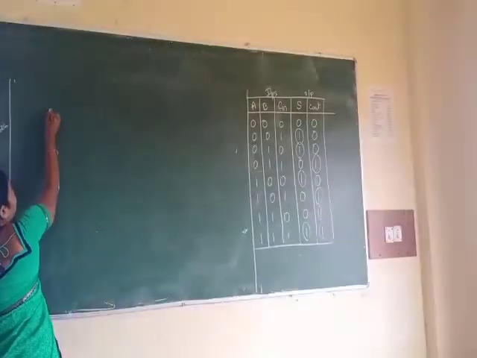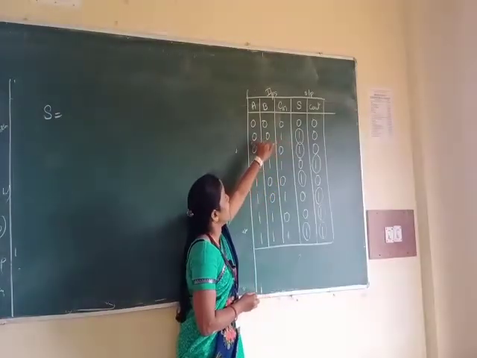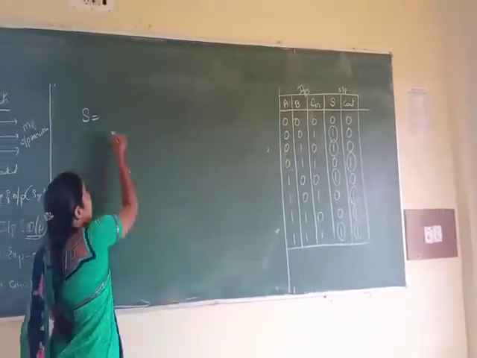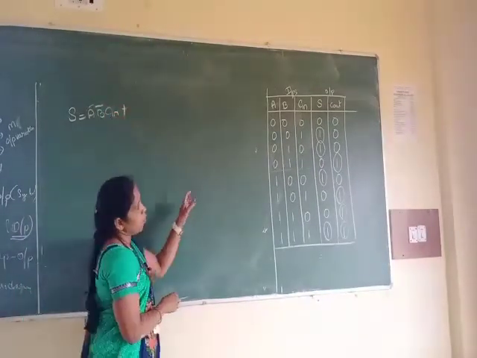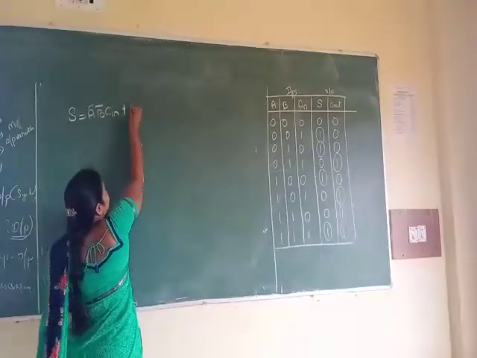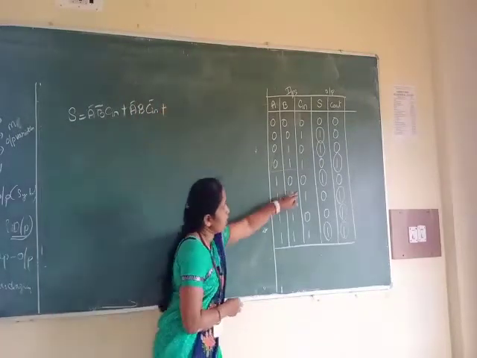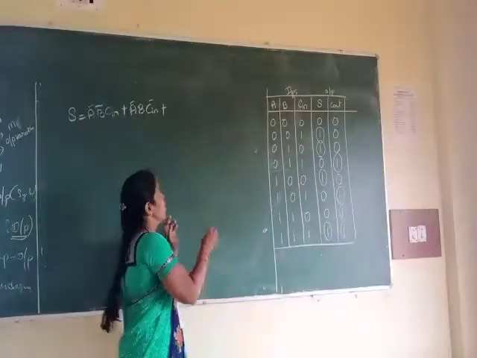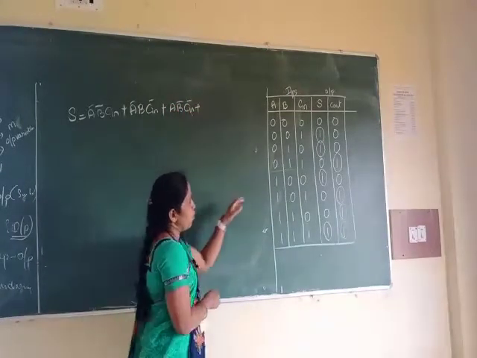Now S is equal to, when it is 1 here, A dash, B dash, C in. Plus, once again, A dash, B, C in dash. Plus, now again when it is 1, A is 1, A, B dash, C in dash, plus one more case here.